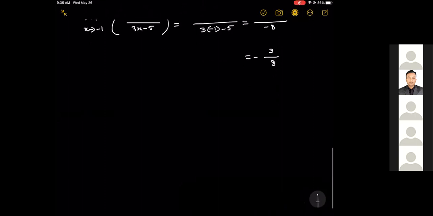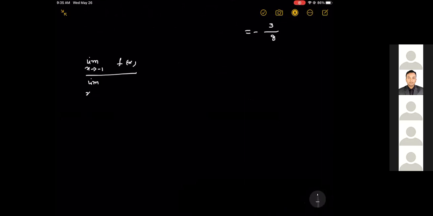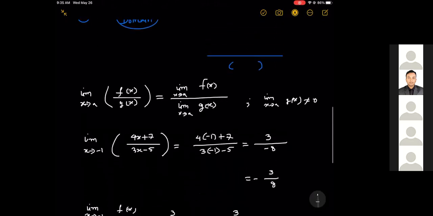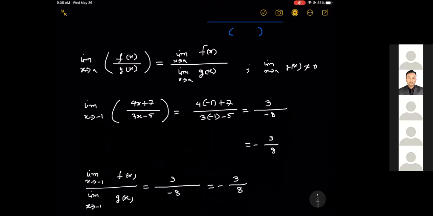Now let's try the right-hand side. So we already know what's the limit for f of x and what's the limit for g of x. We have already calculated it and it's actually the same. I don't think it's a good example, to be honest. It's actually very good for more complicated ones. Okay.